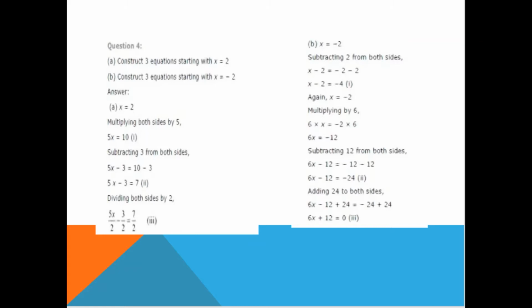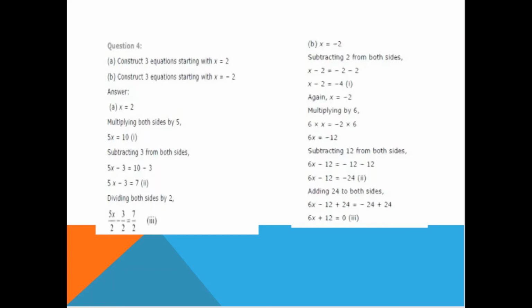Moving to the last question, number 4, that is construct 3 equations starting with x is equal to 2. There can be many answers. I am trying to show you one, like x is equal to 2. If we multiply both the sides by 5, it will become 5x is equal to 10.